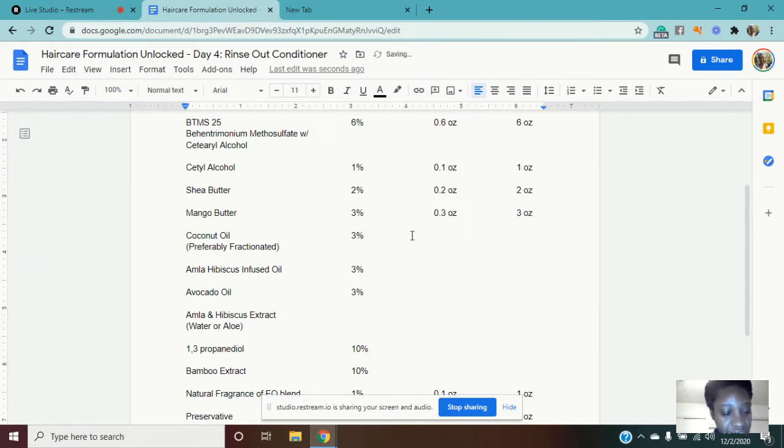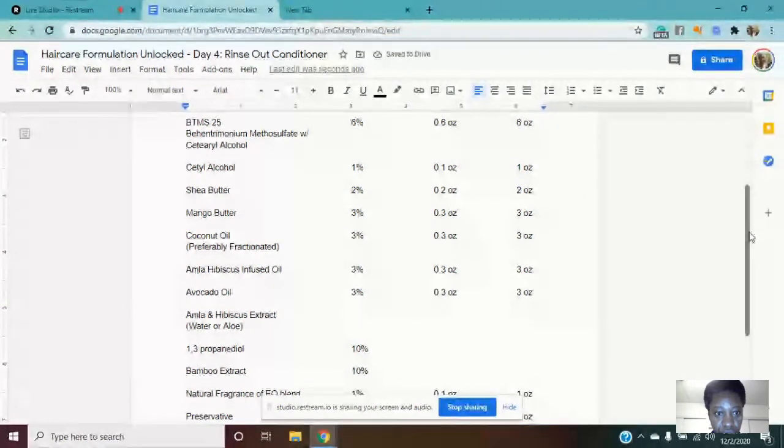Okay, so as you can see, I'm just building the formula out line by line. I think the only thing that I didn't calculate yet was how much hibiscus extract we're going to add. So let's see. Okay, so let's see how much hibiscus extract we're going to add.